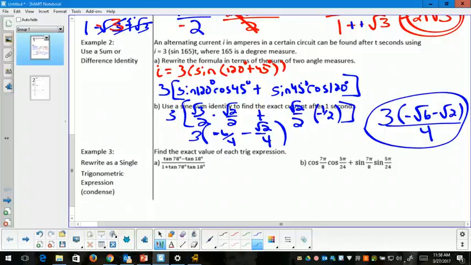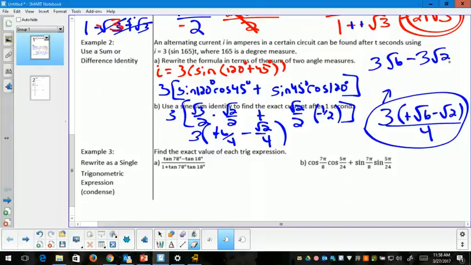Actually, I could distribute that 3. I don't know why I put a negative; those were both positive. So if I'm distributing that, I can write my final answer as 3 square roots of 6 minus 3 square roots of 2, all over 4. Either one of those is okay.